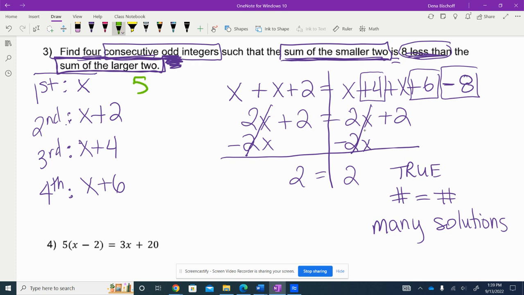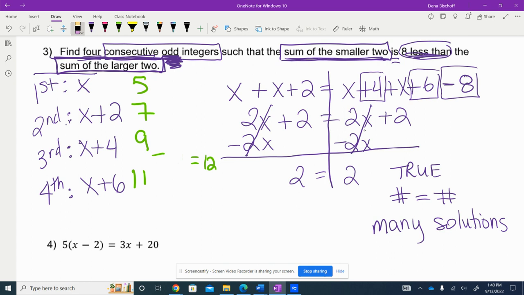That means that if Jaden gives me any odd number, 5 plus 2 is 7, plus 4 is 9, plus 6 is 11, this will work. The sum of the first 2 is 12, and that has to be equal to the sum of the second 2 minus 8. 9 plus 11 is 20, minus 8 is also 12. Do you guys see that?